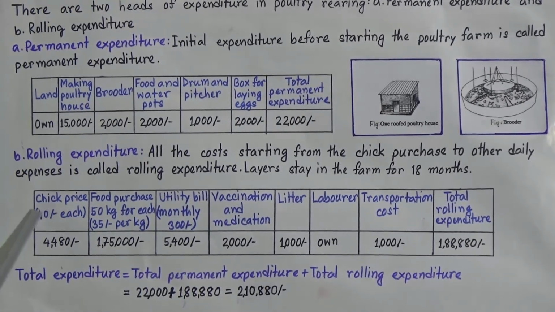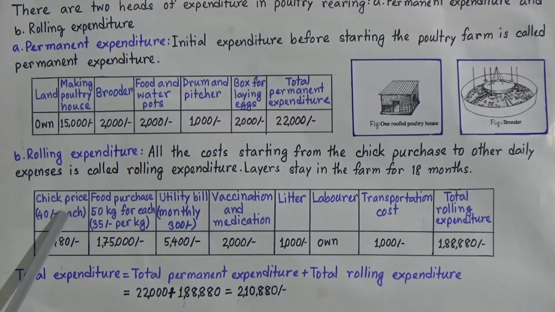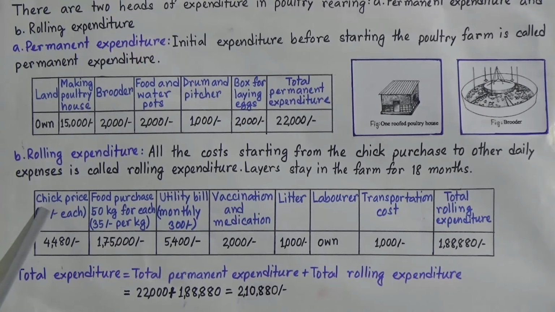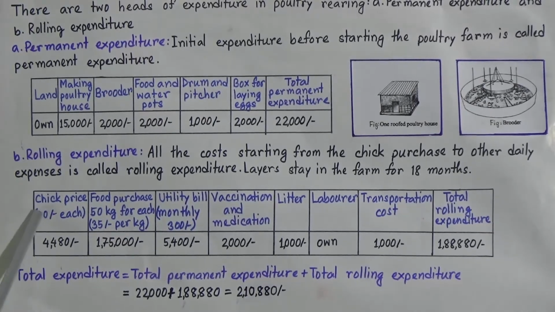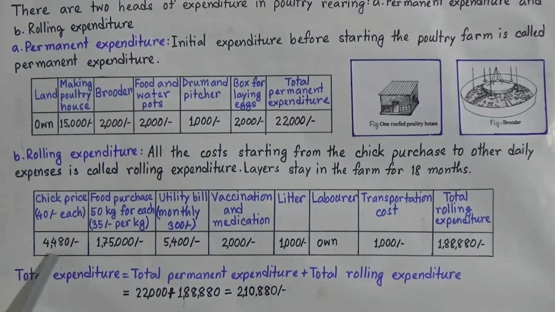So we take here 40 taka for each chick. If you think about the 100 layers, it will be 4,000, but we write here 4,480.